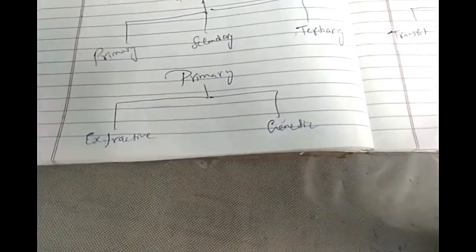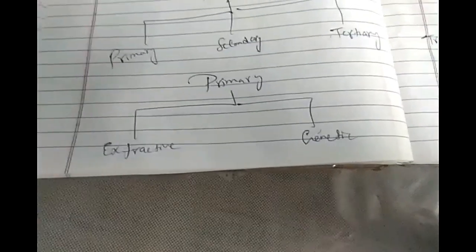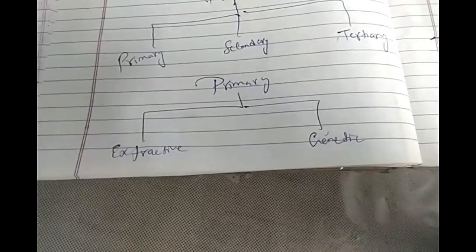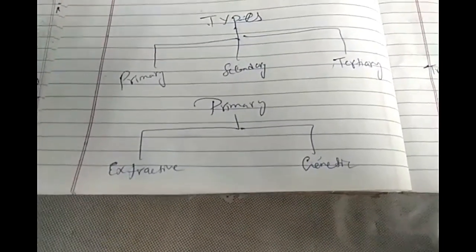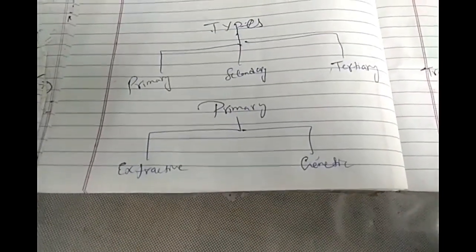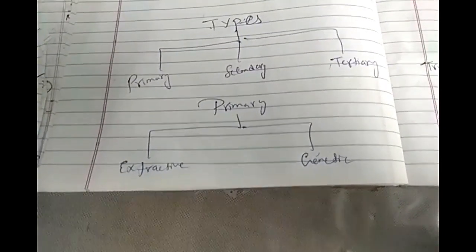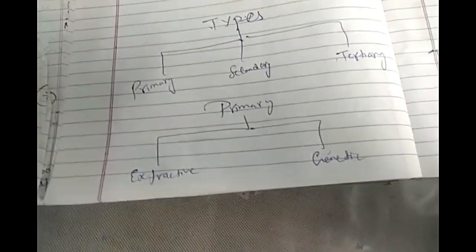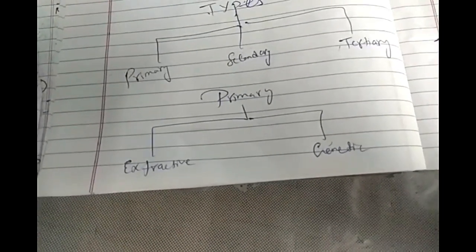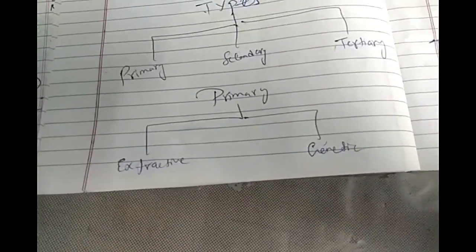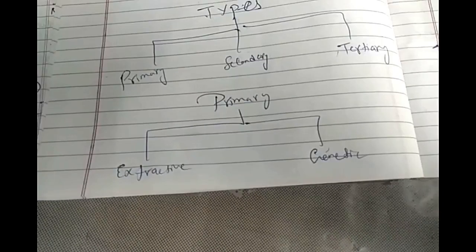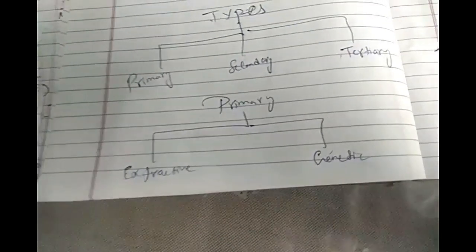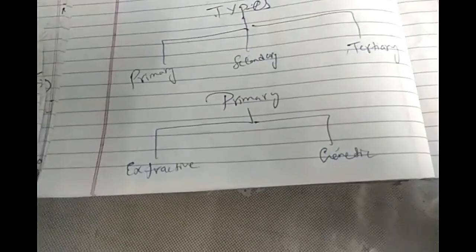Now I am going to tell you the next, that is genetic industry. Genetic industry involves the rearing and breeding of living species, living organisms, that is birds, plants, animals. For example, rearing of cattle for milk, dairy farm, poultry farm, rearing of plants in a nursery. These are examples of genetic industry. That is clear to everyone. Now I am going to tell you the next topic, that is secondary industry.